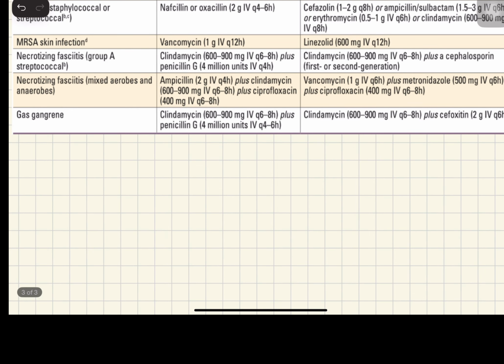If the diagnosis is necrotizing fasciitis with mixed aerobes and anaerobes, the first line will be ampicillin plus clindamycin plus ciprofloxacin. Alternate will be vancomycin plus metronidazole plus ciprofloxacin. If the diagnosis is gas gangrene, then the treatment will be clindamycin plus penicillin G. Alternate will be clindamycin plus cefoxitin.